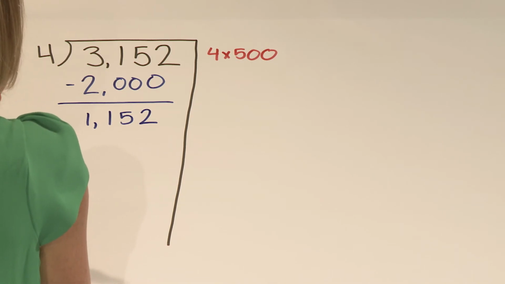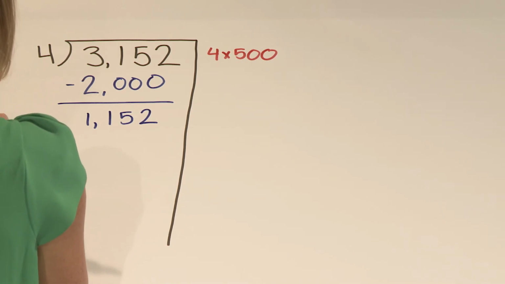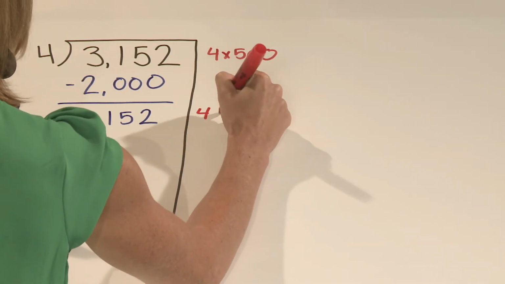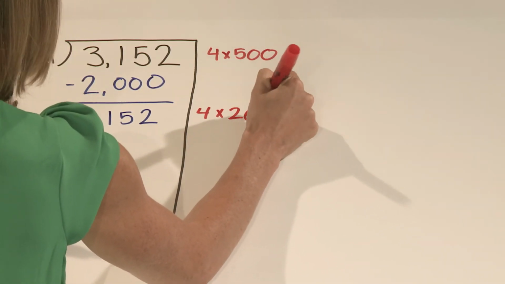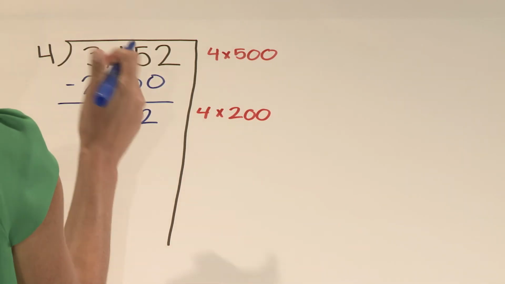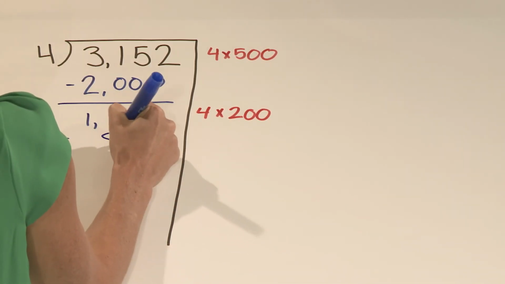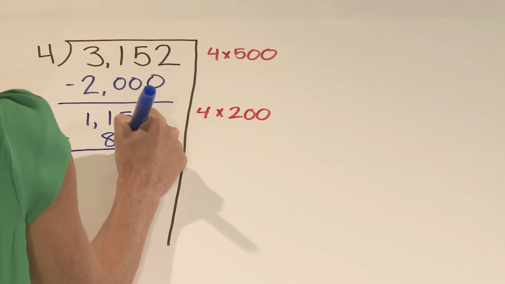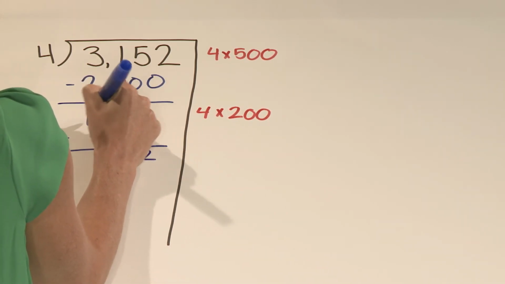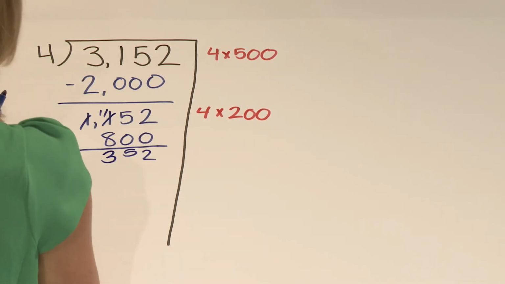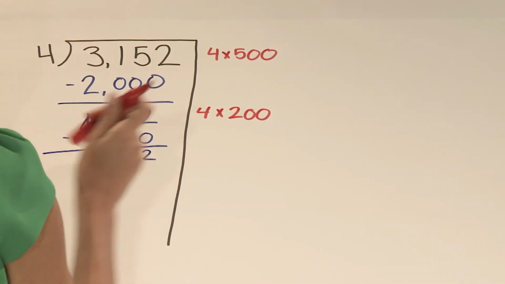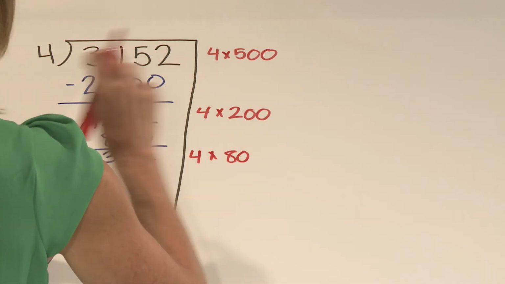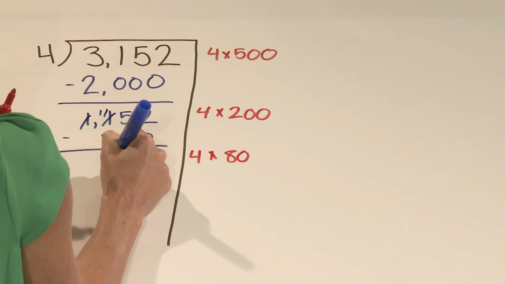If I do 4 times 300, it gets me close to 1,200, so I'm going to do 4 times 200, which is equal to 800. This leaves me with 352. Now I'm going to do 4 times 80, which gets me 320.